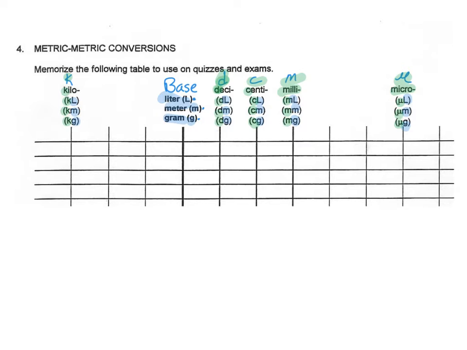So again, we'll be doing this repetitively. We'll go K, 1, 2, 3, and on number 3 you're going to put liter, meter, gram. Then D, C, M, and then 1, 2, 3, and on number 3 you're going to put in micro.